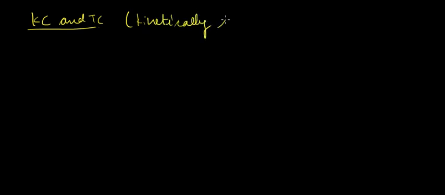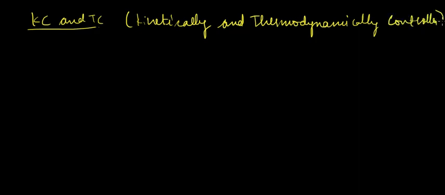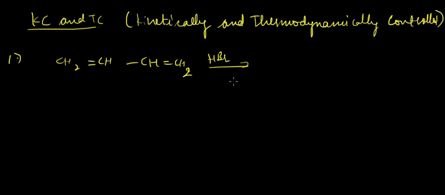So we have KC and TC, which is nothing but kinetically and thermodynamically controlled reactions. Okay, so let's see an example. We have, suppose, this compound. Okay, and we are reacting this compound with HBr at minus 40 degrees Celsius. So what would be the compound formed?